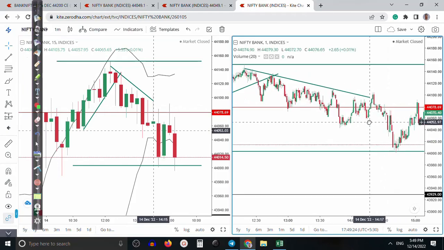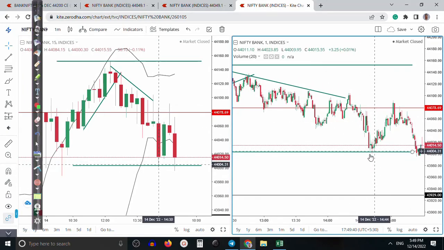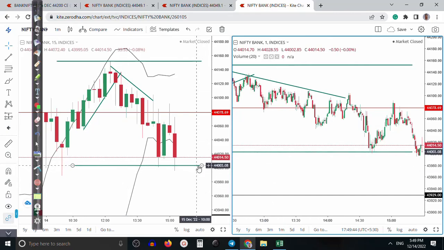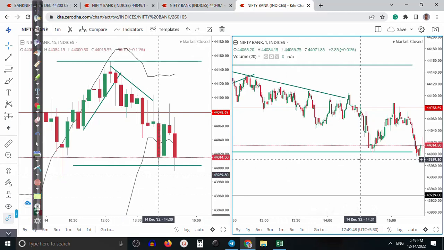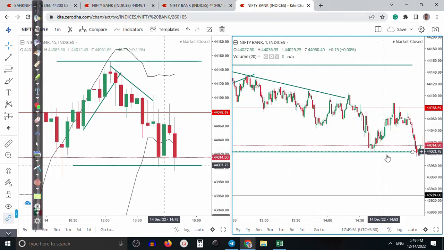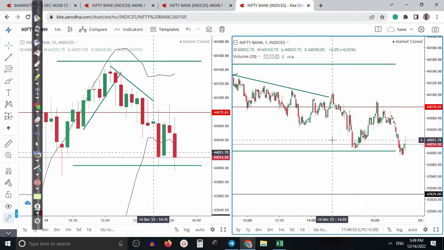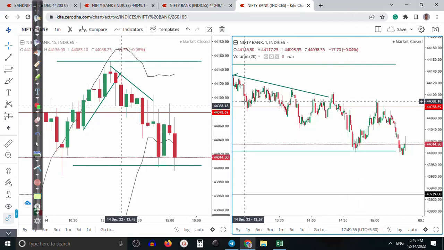So finally, here you can see price goes and exactly hit my other level, 44003 level, which was 0.25 standard deviation. So here we caught 200 points only.